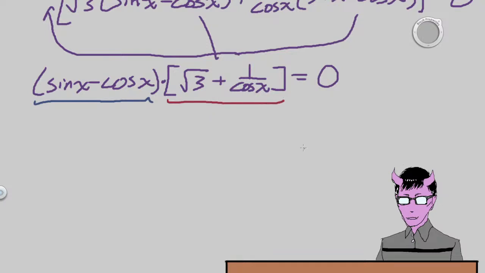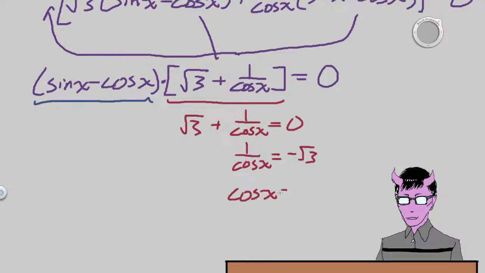Alright. Let's deal with the red situation first. Set equal to 0, and simply just solve for x, right? Or cosine of x, I mean. It's kind of gross. We're going to perform the old switcheroo shenanigans. So we're going to get cosine of x as equal to negative 1 over root 3. Oh, I think I screwed up the problem. Yep, I messed up the problem. Okay, that's fine. We'll continue on.